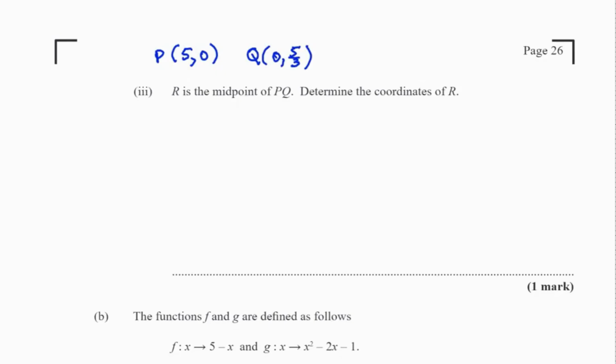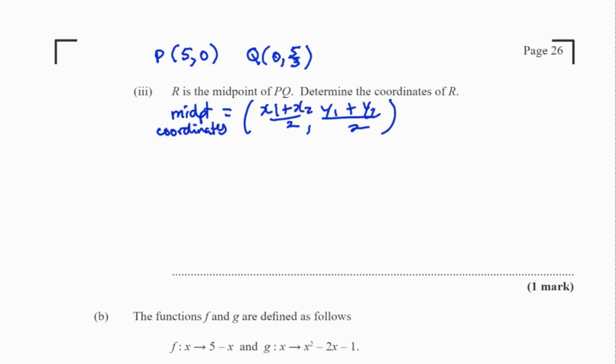So for the next part of the question, we are asked to find the midpoint of PQ, which is R. So we need to find the coordinates of R. There's a formula for this as well. The general formula is the midpoint is equal to x1 plus x2 over 2, y1 plus y2 over 2. This will be the midpoint coordinates, okay? So again, we're just going to leave P as 1, and we're going to call Q as 2.